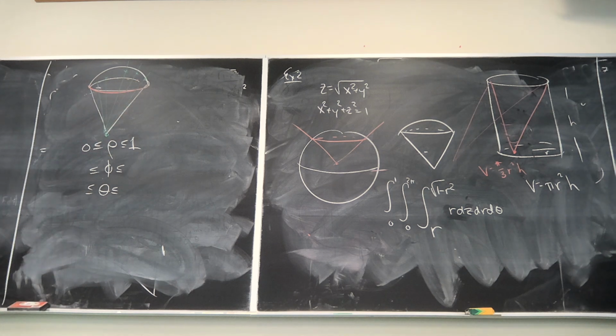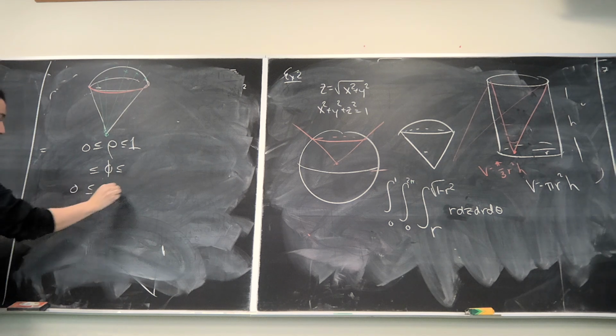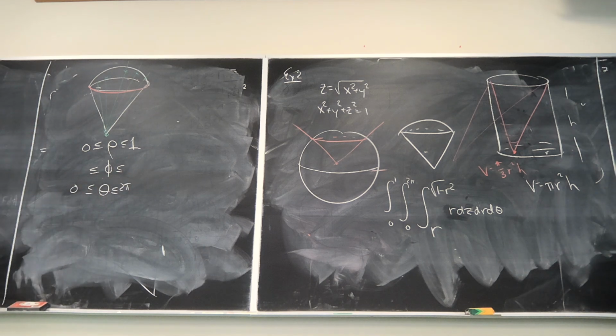How about the theta values? It's a whole cone, right? So we have to rotate it all the way around. So this is going to be 0 to 2 pi. Now the annoying thing here is the phi value.